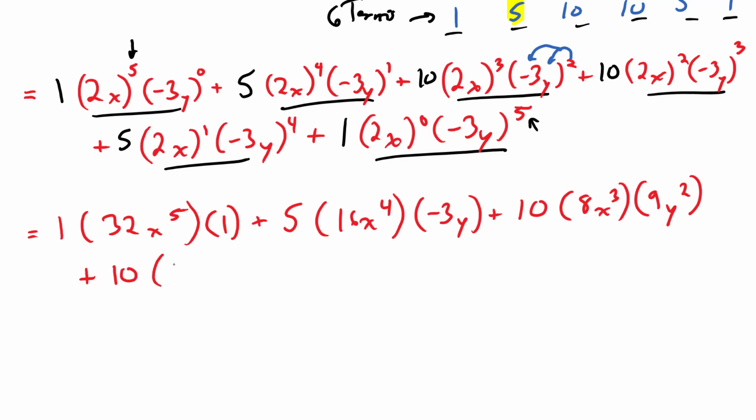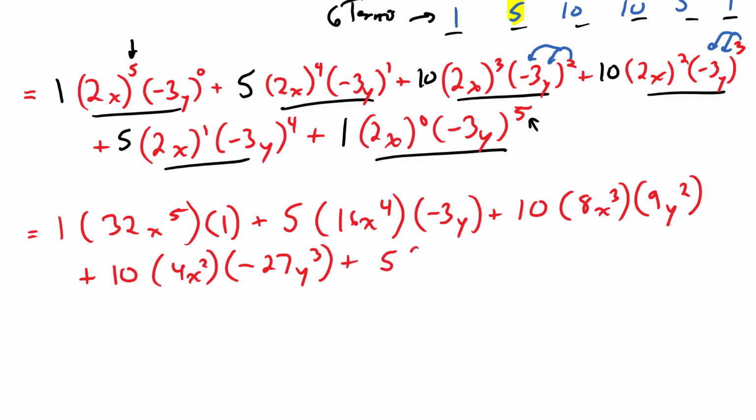Apply the squared, 4x squared. And now, again, we have to apply the cube not just to the y, but also to the minus 3. Minus 3 cubed. The minus is in there. Minus 3 times minus 3 is positive 9. Positive 9 times minus 3 is minus 27 y cubed.